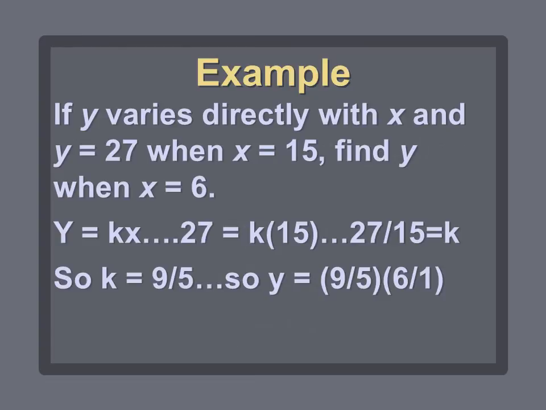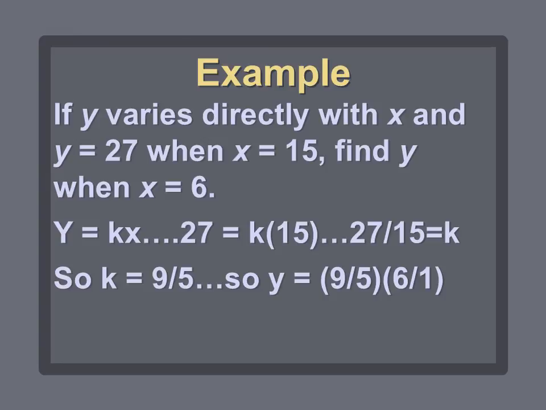All right, next problem. If y varies directly with x and y equals 27 when x equals 15, find y when x equals 6. So this is one of those three-part questions where you have to find k first, then your equation, and then plug in your x to find your y. So we'll start with y equals k times x, and so we're going to plug in y equals 27 when x equals 15. So we get 27 equals k times 15.